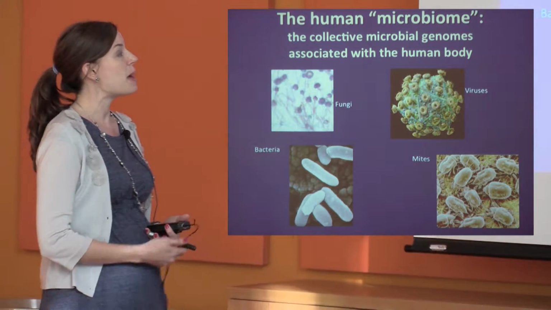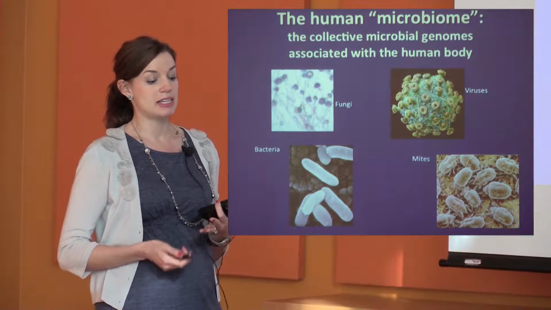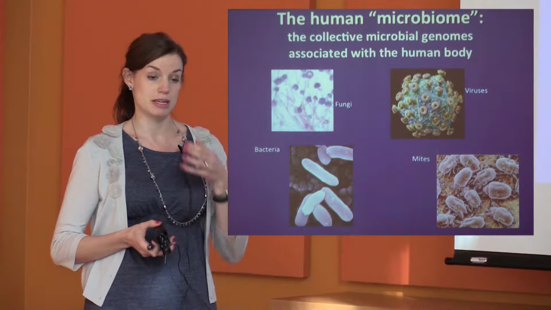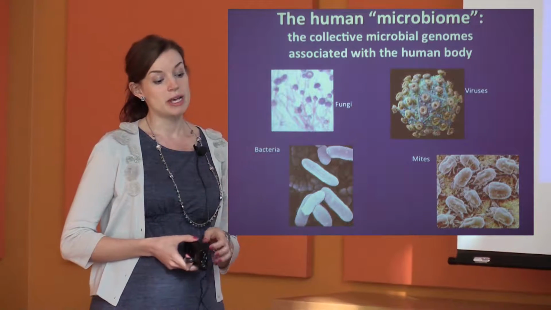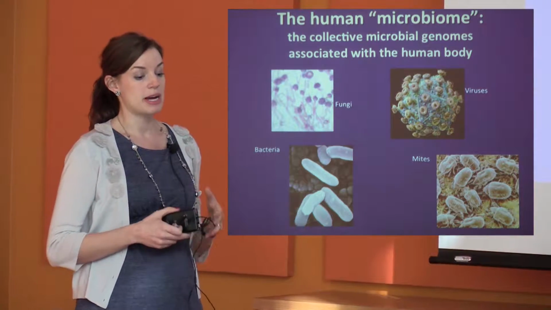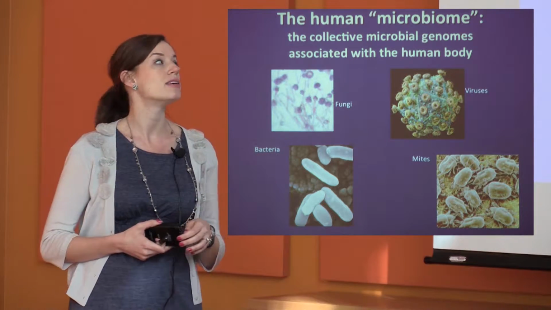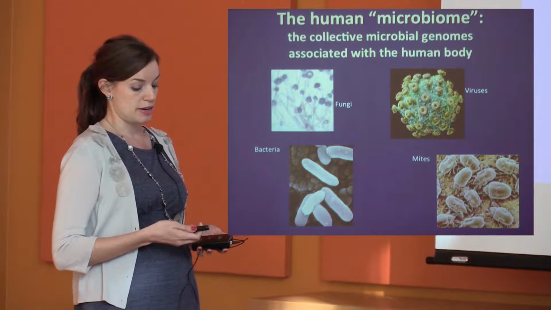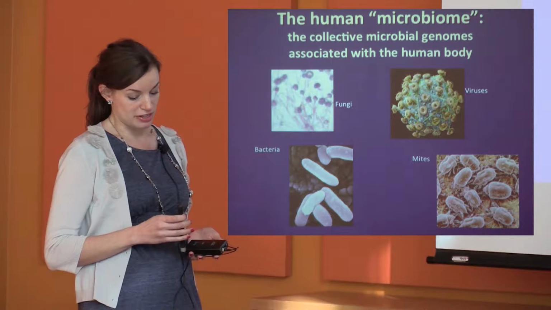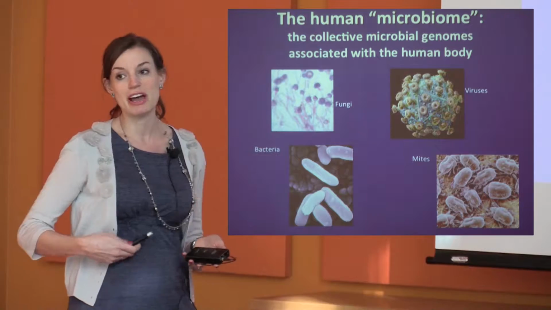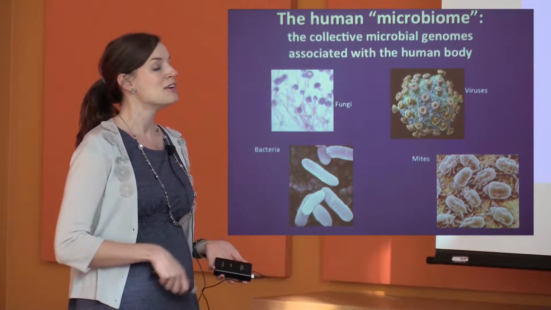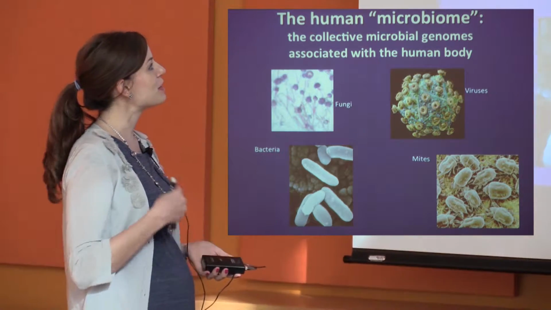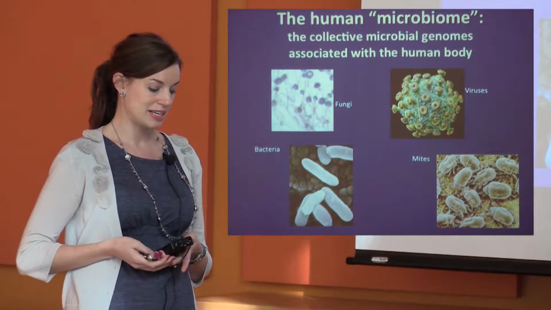So the human microbiome, how we define it, is the collective microbial genomes that are associated with the human body. And we hear about bacteria a lot, but there are other components as well, such as fungi, viruses. In the skin, there are mites that colonize our hair follicles. And of course, I'll draw off a lot of skin examples since that's really my area of expertise, but I'm going to cover many of the body sites at least.